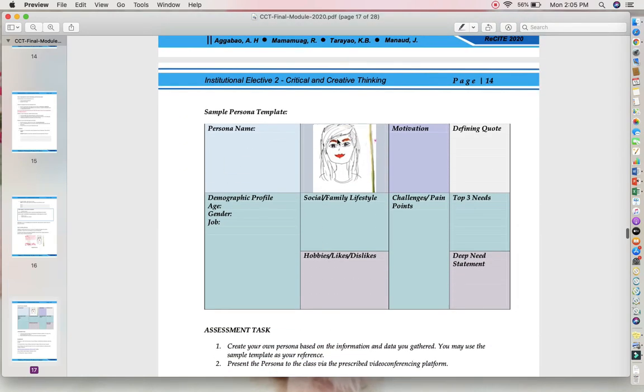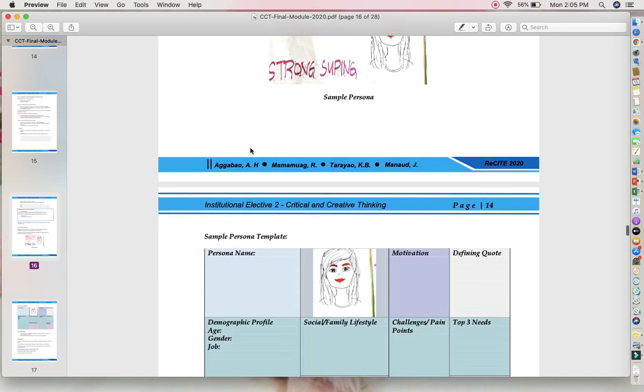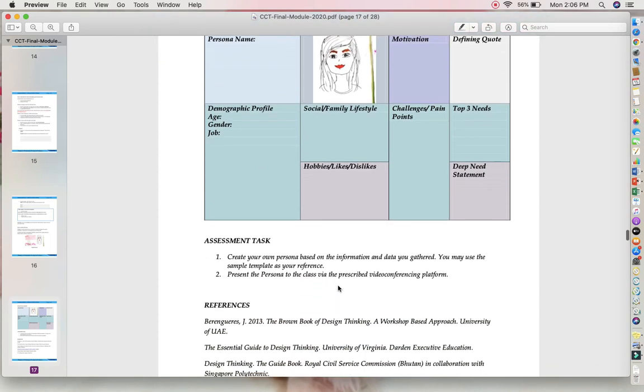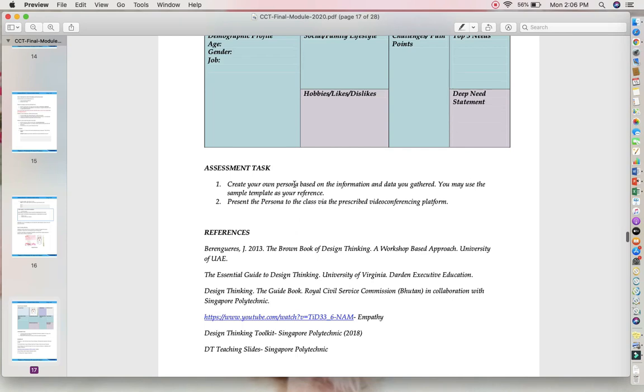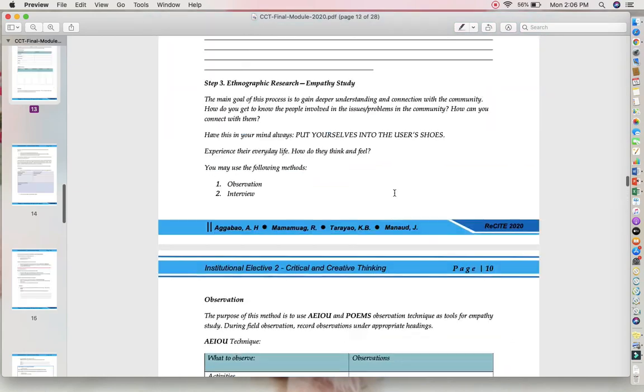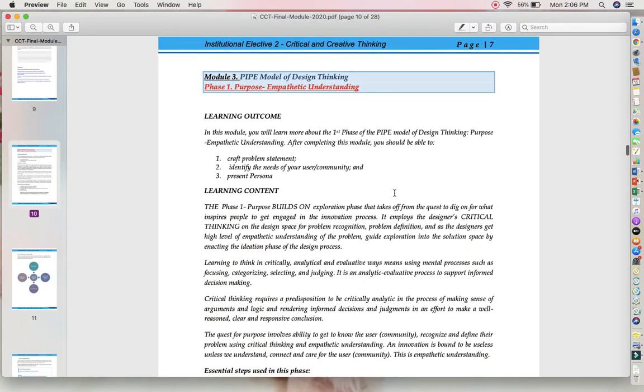Sample persona template, as you can see. So the persona name is Suping, Strong Suping. What is her motivation? What is her favorite quote? What are her top 3 needs? And so on and so forth. Okay, for the assessment task, you create your own persona based on the information and data you gathered. You may use the sample template as your reference. Present the persona to the class via the prescribed video conferencing platform. Okay, so that is for module number 3, the PIPE model of design thinking.